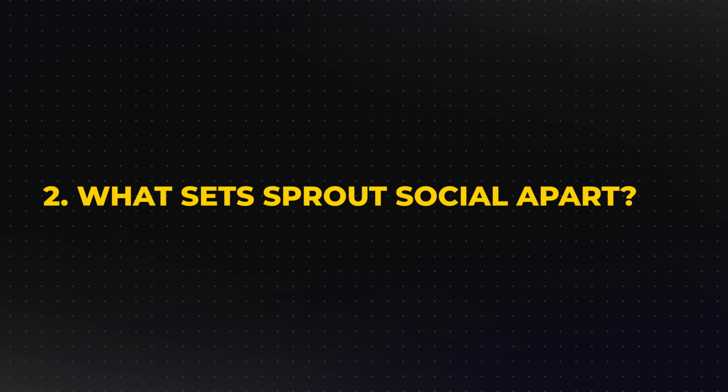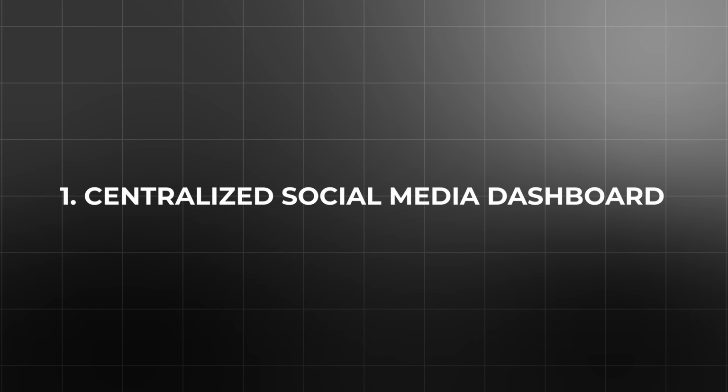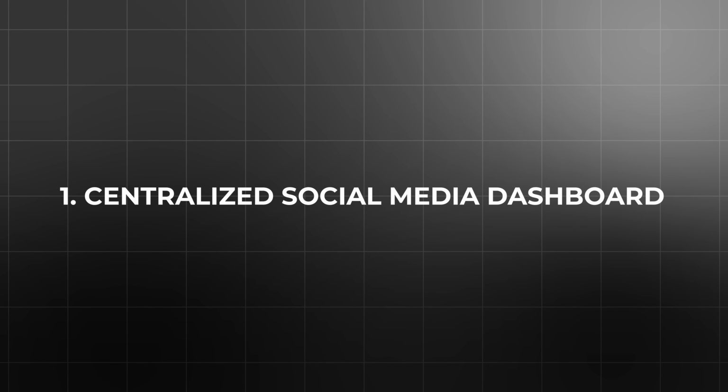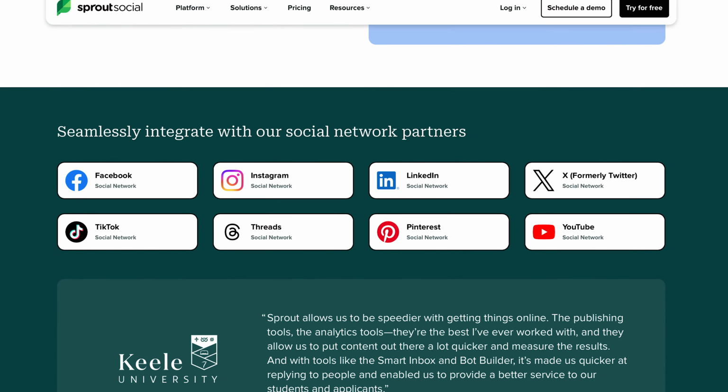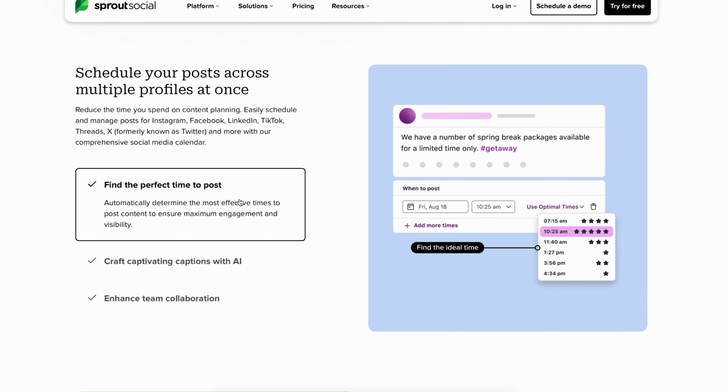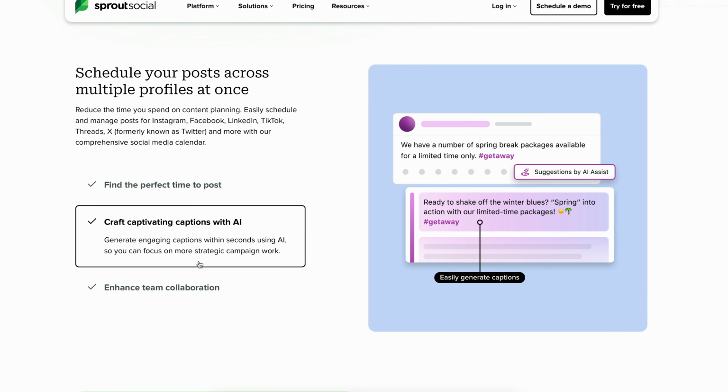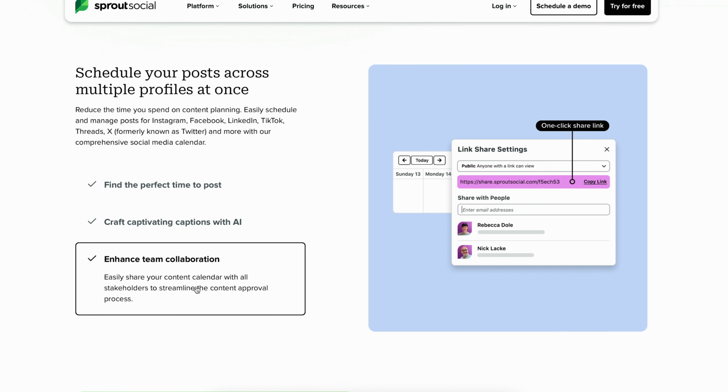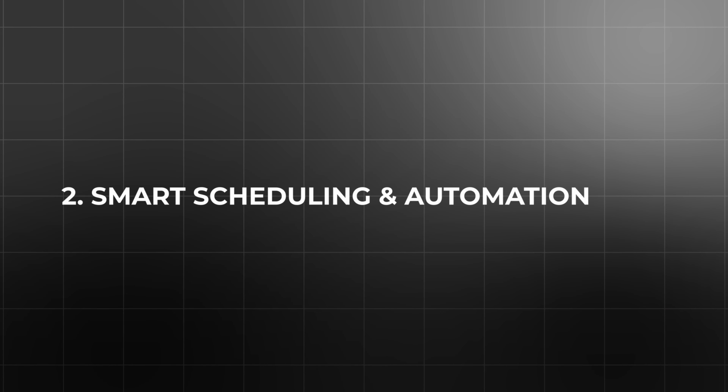Now, let's take a closer look at what sets Sprout Social apart and how it can help you manage your social media more effectively. So first off, it has a centralized social media dashboard. Essentially it connects all of your social media accounts in one place, allowing you to schedule, publish, and manage content across multiple platforms from a single dashboard. This is going to save you time and makes it so much easier to maintain a consistent posting schedule without switching between apps.